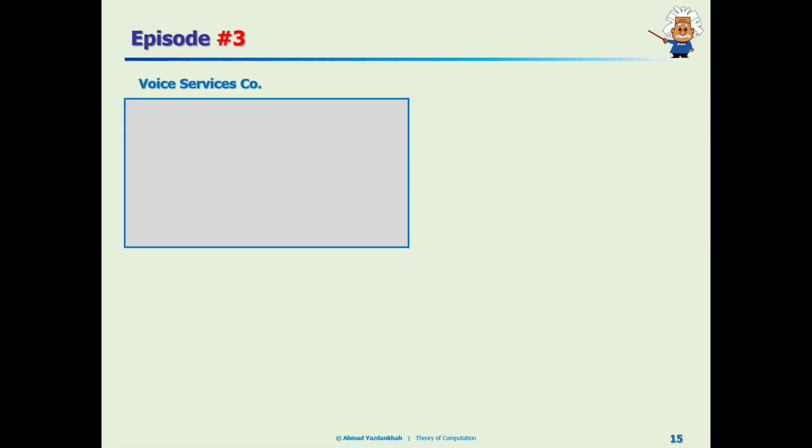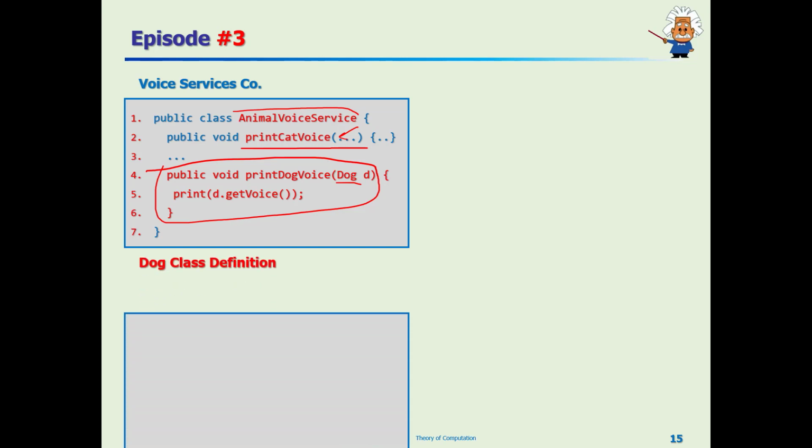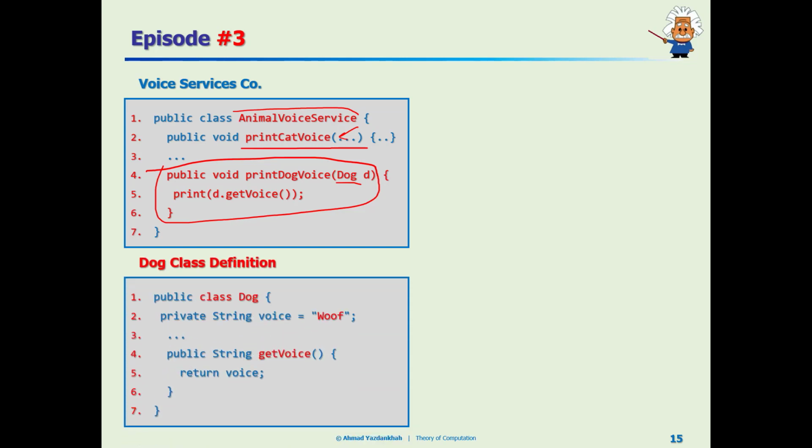So first of all, they change it to animal voice service. And print cat voice is the same thing as the previous code. We didn't change that. They just need to create a new one for the dog, right? And they need to pass the dog instead of the cat for this. And here would be the dog class, very similar to the cat class.